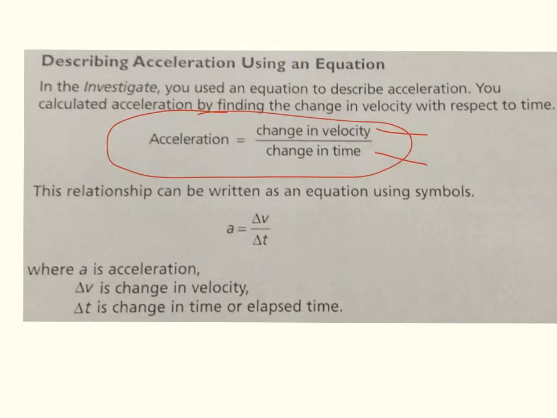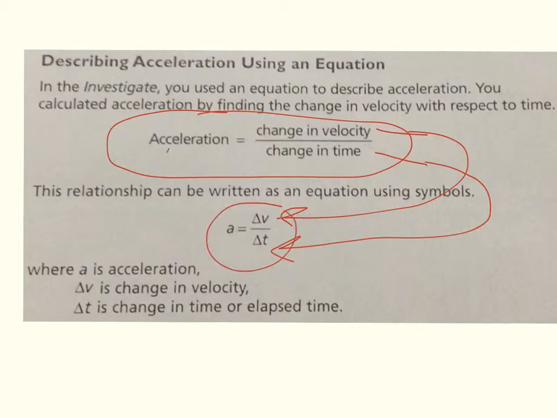Acceleration is also the slope on a velocity time graph. So when you find the change in velocity divided by the change in time, you are finding the acceleration. And we can use these symbols: change in time, change in velocity. So we can rewrite this equation in words into this equation using symbols. Again, this is what the symbols mean.